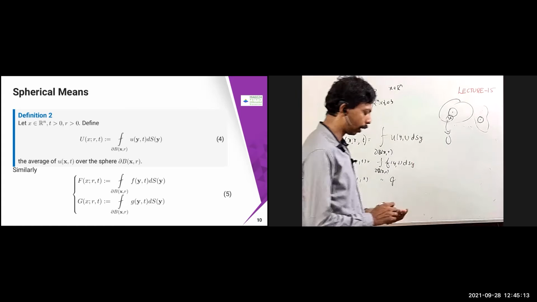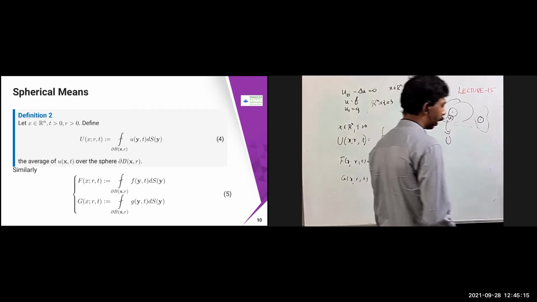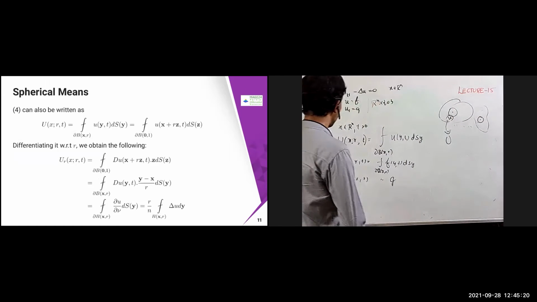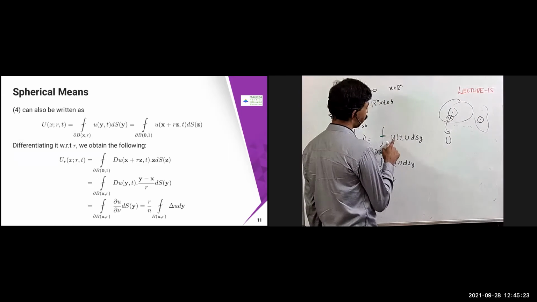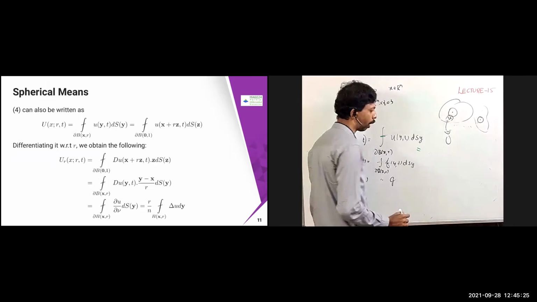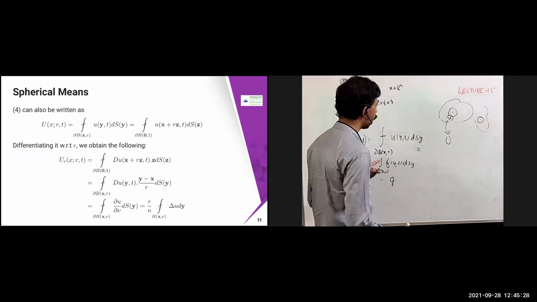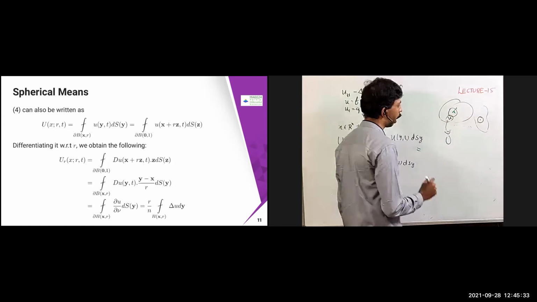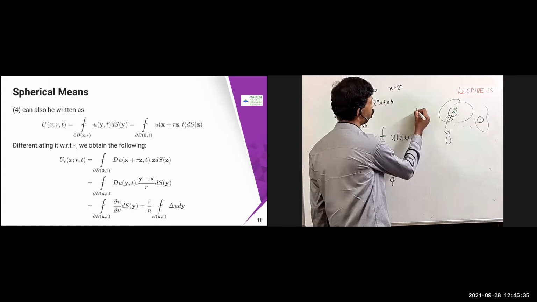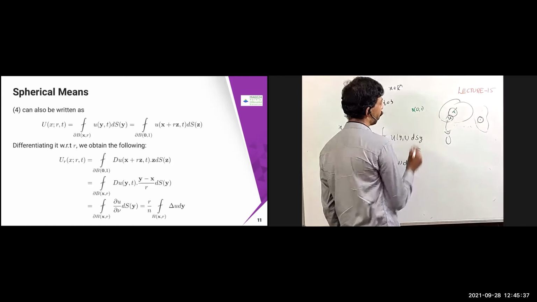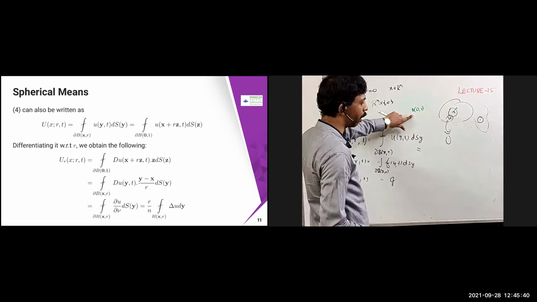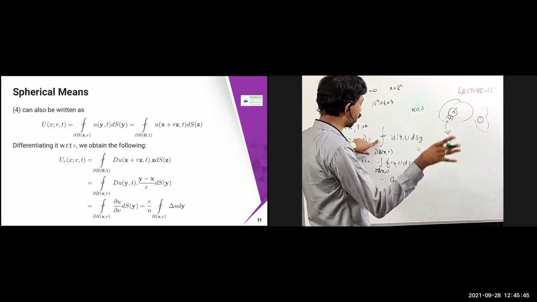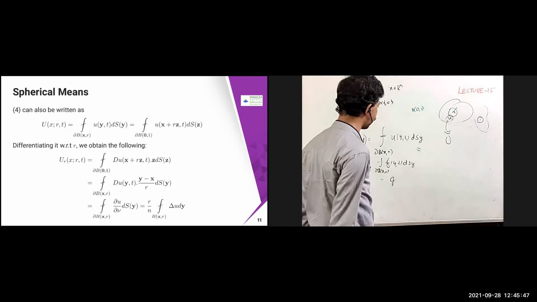Now this is going to be transformed into a new problem. One more thing: this u of y comma t, I can write in another way. Instead of solving this problem on an arbitrary x and arbitrary r, I'm going to solve it on B(0, 1). If I solve this problem, then without loss of generality I can obtain the solutions for x comma r also by doing some transformation. The transformation is very simple.